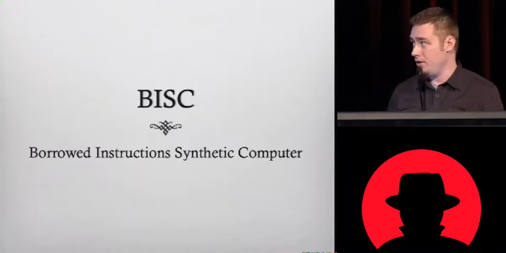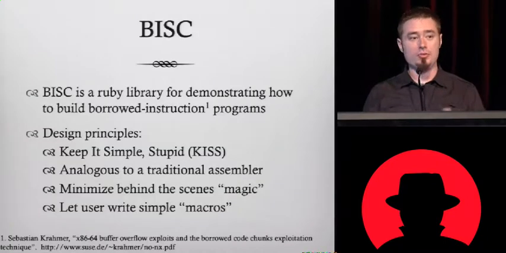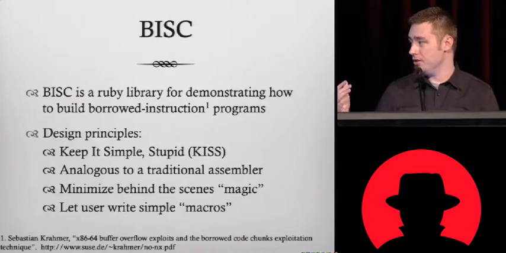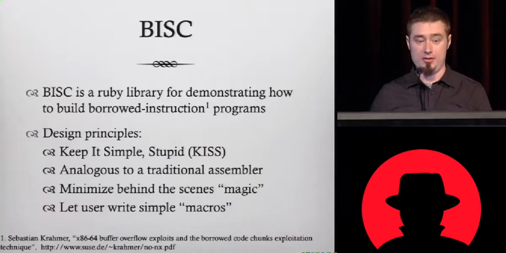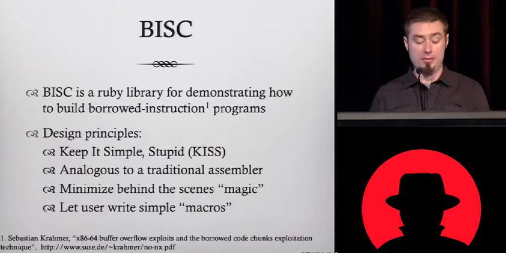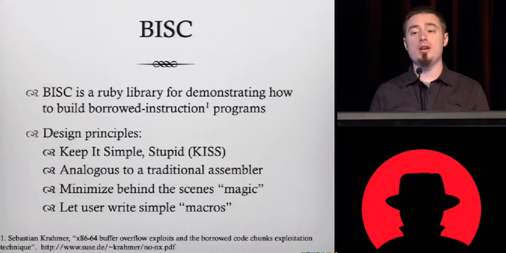So let's talk about how to do it the easy way, and I call this BISC. This is just a Ruby library that demonstrates how to build borrowed instruction programs. Here's where I reference Sebastian Krahmer, who originally did this for x86-64 on Linux. So the main ideas I used here: one, I wanted to keep it simple. I wanted to make it analogous to a traditional assembler, to fit into a more traditional workflow, and also minimize the behind-the-scenes magic and make a lot of what happens explicit to the user, because I was writing this for myself.